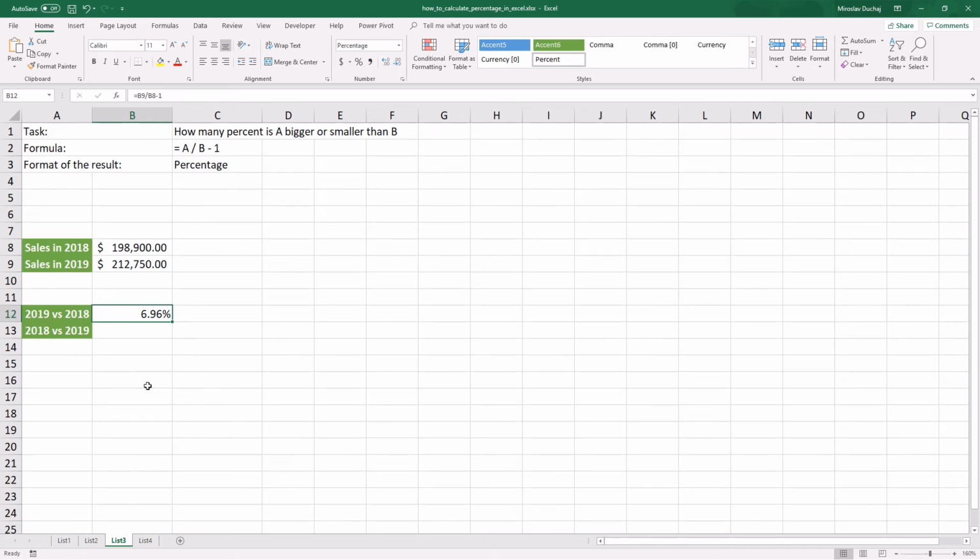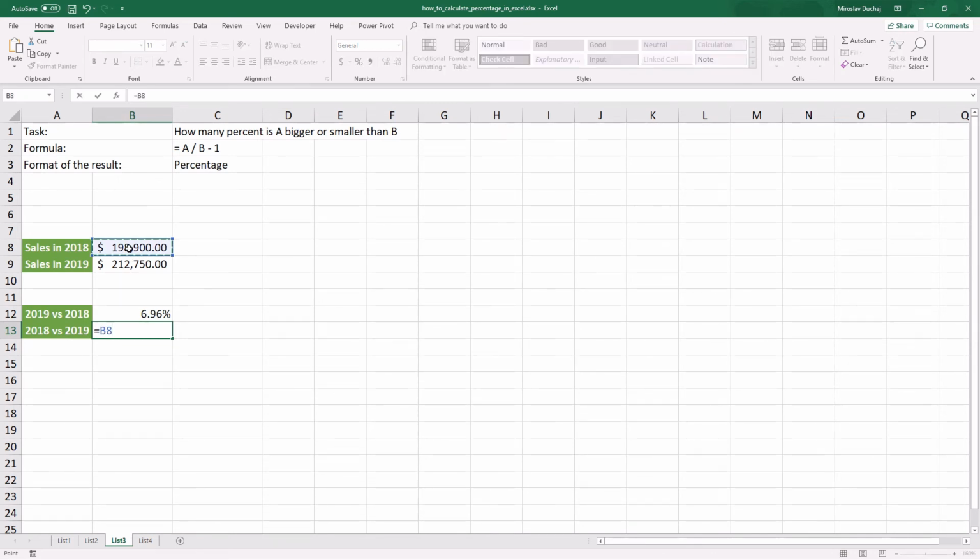In case that we are comparing the year 2018 to year 2019, we will have in formula 2018 above the fractional line and the 2019 below the fractional line. For the result, we'll apply percentage number format with 2 decimal places. The minus sign in the result means that the sales were smaller by 6.51%.